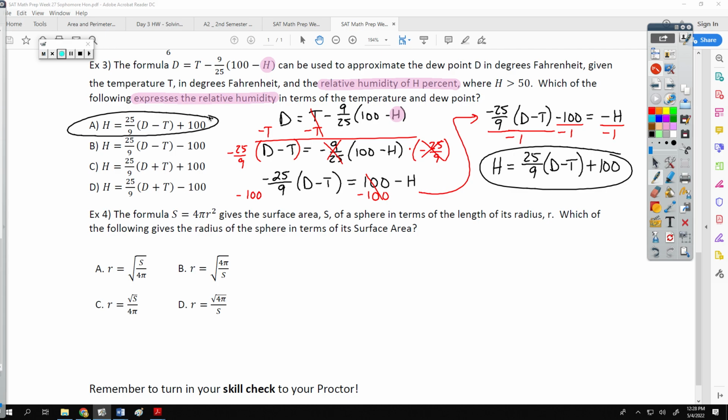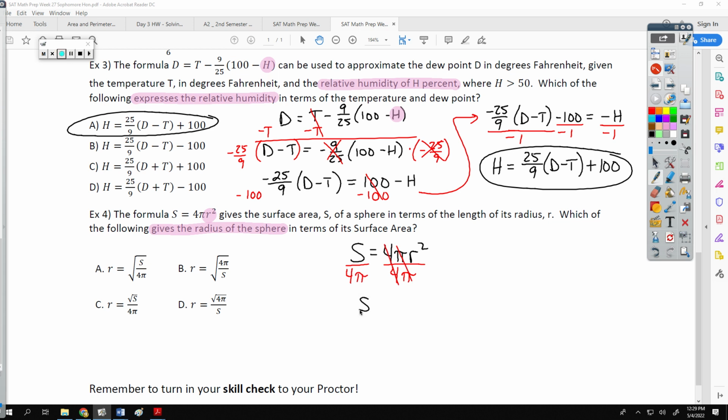Okay, the final example for today is surface area of a sphere is given by the formula S equals 4 pi r squared. The surface area is S in terms of the length of its radius r. Which of the following gives the radius of the sphere in terms of its surface area? So again, it's all about gives the radius of the sphere, which means we are solving that equation for r. So we're taking our equation, S equals 4 times pi times r squared, and we're solving for r. So the first step would be to move the 4 and the pi by dividing by 4 and by pi.